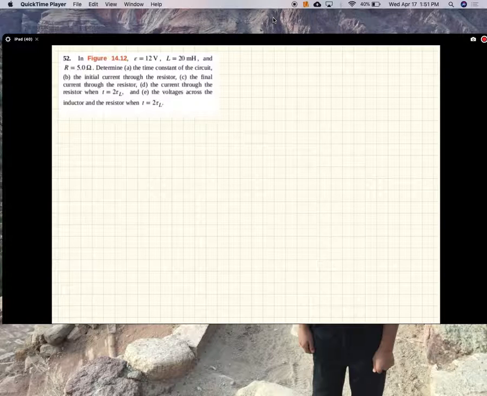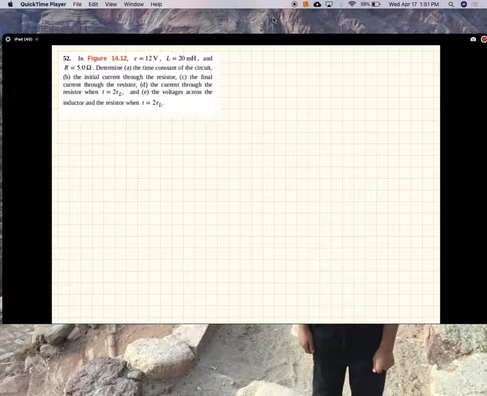So this problem, in the figure, 12 volts, L is 12 millihenry and R is 5 ohms. Determine the time constant of the circuit, the initial current through the resistor, the final current through the resistor, the current through the resistor, the voltage across the inductor. Okay.